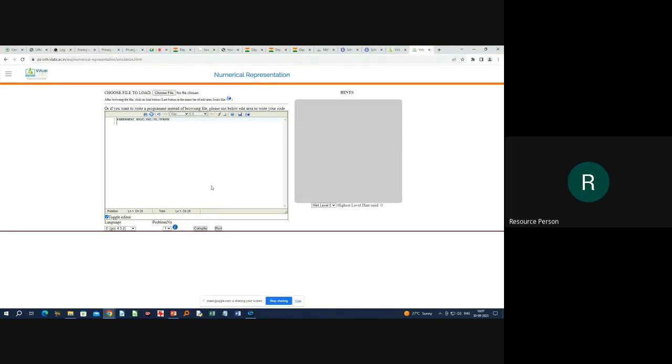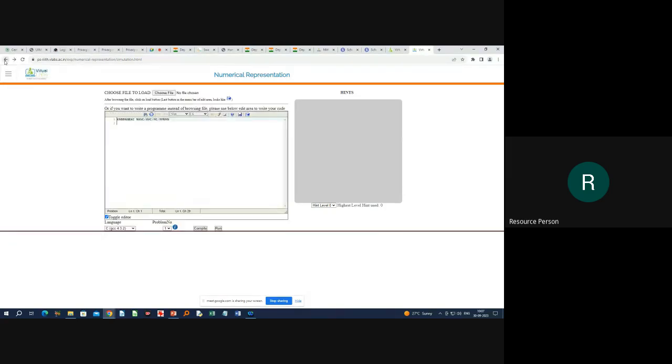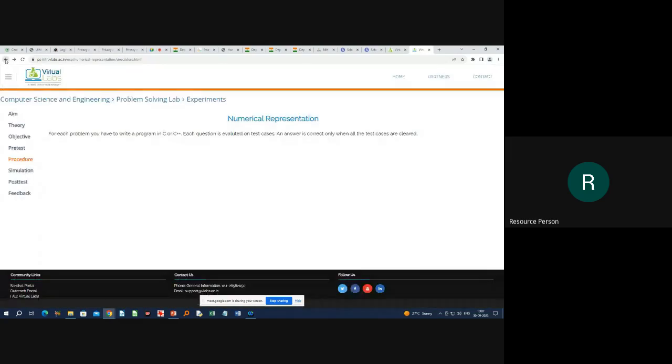Likewise, if this is not a program, it should give me a compilation error. If I click, it will give me a compilation error. You can see here are the compilation errors, showing that this program has errors. Believe me, don't directly see the solution. First try it. If they have difficulty, then see the solution. This is the way the weak students can get benefited by each of these virtual experiments.